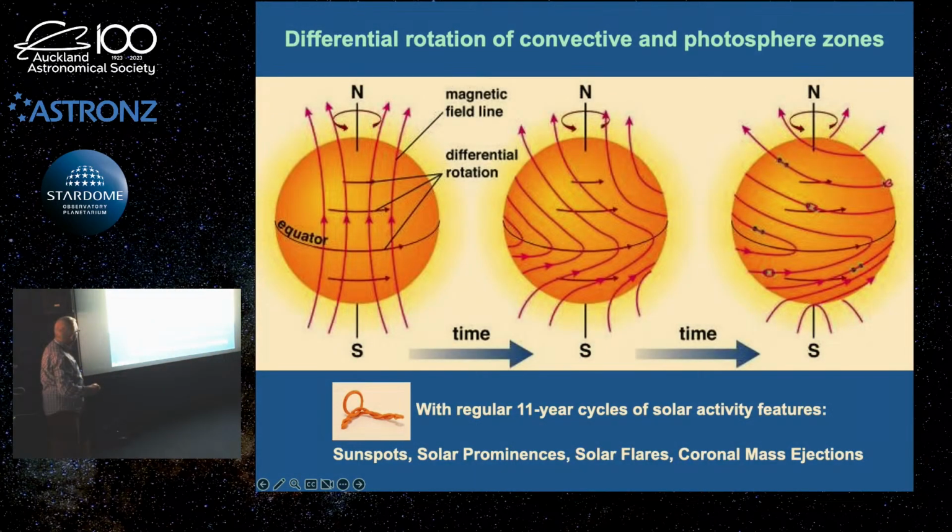And here it is. I'm going to show you shortly. This occurs with 11-year cycles, and it's responsible for sunspots, which we'll talk about now, solar prominences, solar flares, and coronal mass ejections, which in turn lead to our activity and auroras.